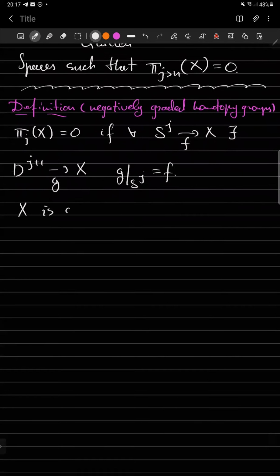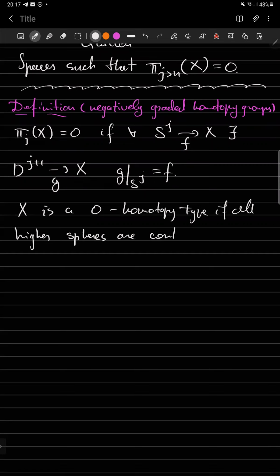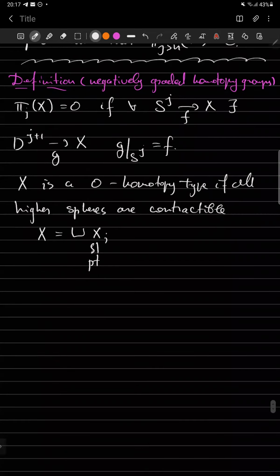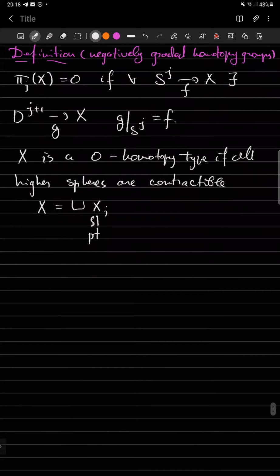X is a zero homotopy type if all higher spheres are contractible. What does it mean in practice? Well, in practice, it means that X is a union of connected components, each of which is equivalent to a point. A disclaimer: I will only consider compactly generated Hausdorff spaces, I'm not sure that this is enough. Okay, I will consider spaces nice enough that I don't have to care about the fact that it is weakly equivalent to a point. It's just equivalent to a point.